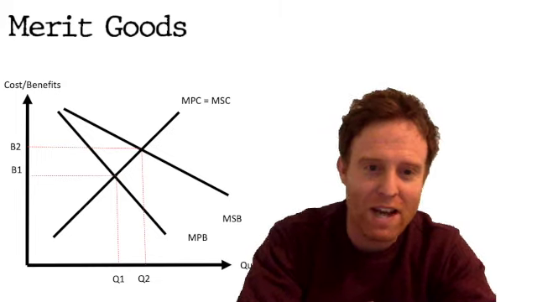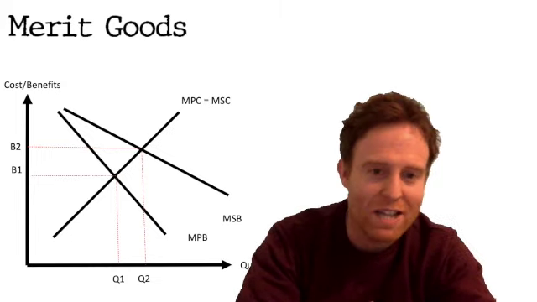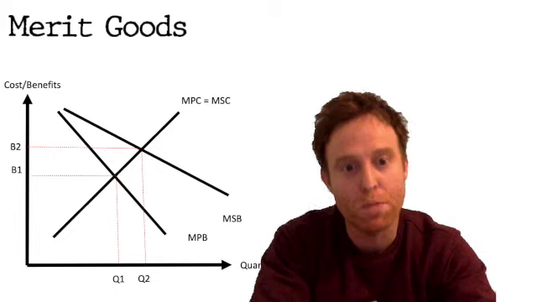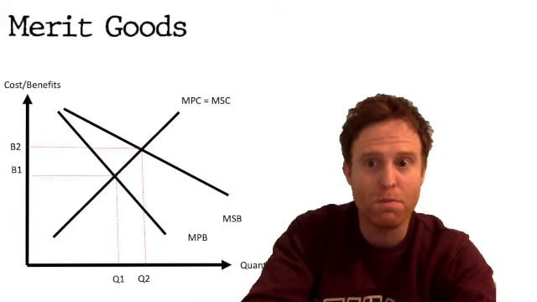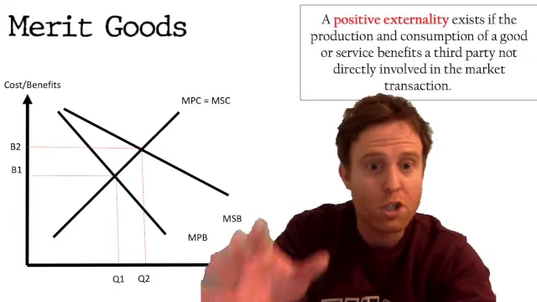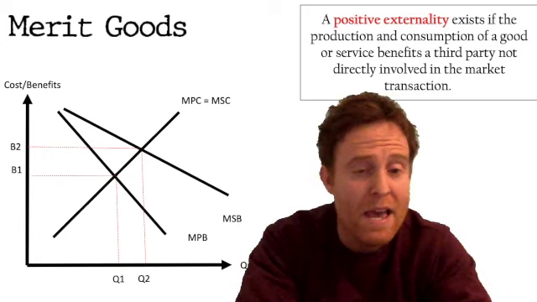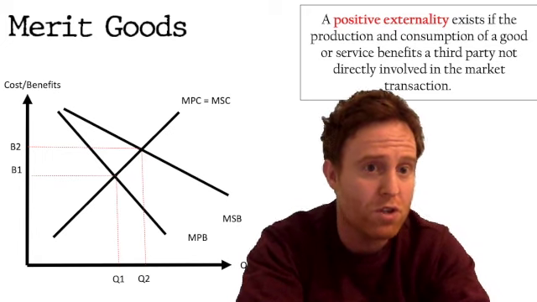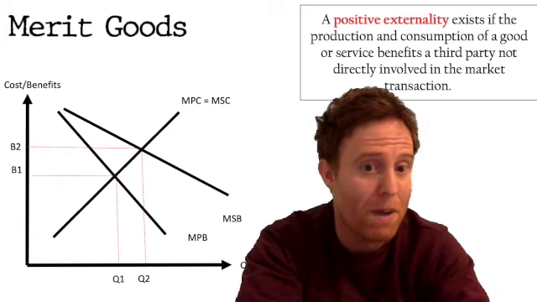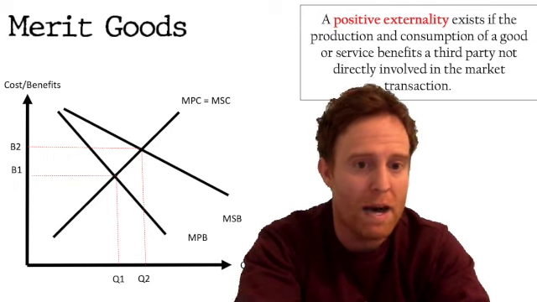Now again, we can argue, is it for free? Clearly tax revenue goes towards paying for these types of merit goods to be offered. So again, when we look at positive externalities, it exists if the production and consumption of a good or service benefits a third party not directly involved in the market transaction.